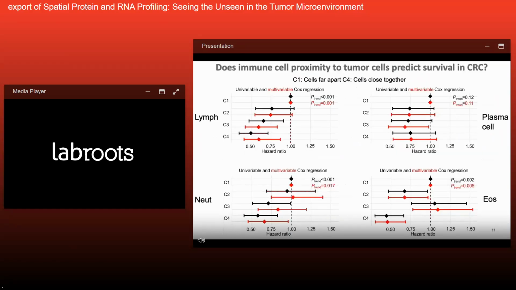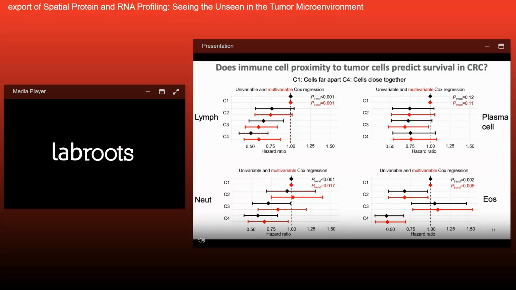When we applied the G-cross function to look at the spatial organization of our four immune cell populations, we found that for lymphocytes and for neutrophils, greater colocalization between tumor cells and the respective immune cell type was associated with significantly better colorectal cancer specific survival, as you can see looking at category 1 through category 4 in both of those plots. In contrast, the spatial organization of plasma cells and eosinophils does not really seem to affect patient survival at all.